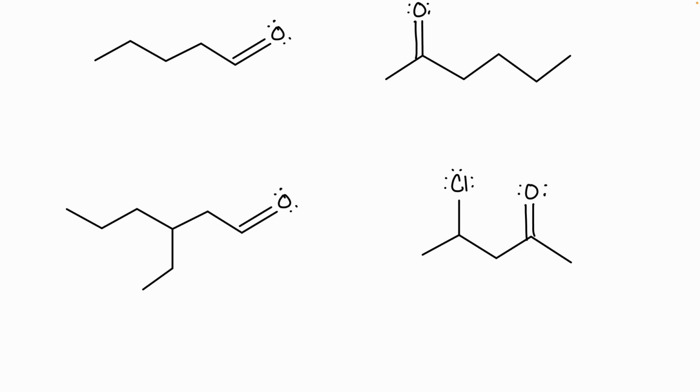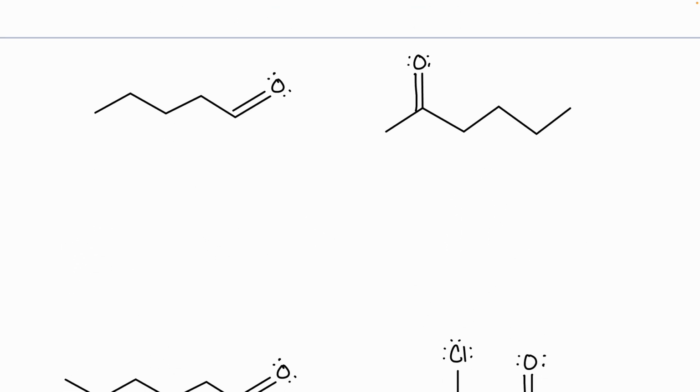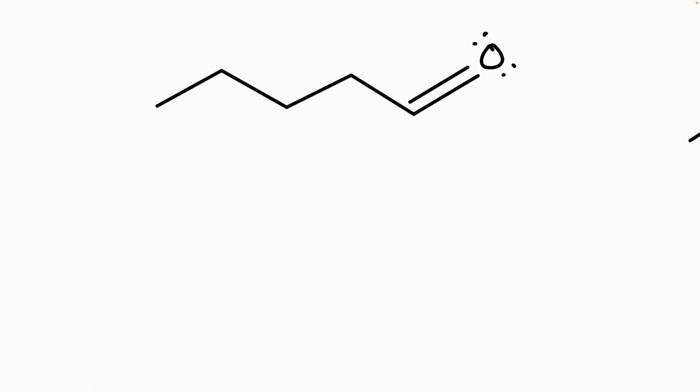Let's do this. All right, so I'm going to find that parent chain, 1, 2, 3, 4, 5 carbons long. Is this an aldehyde or a ketone? Aldehyde, so I don't even have to worry about my numbering. It's always going to be on carbon 1, so this would be pentanal.